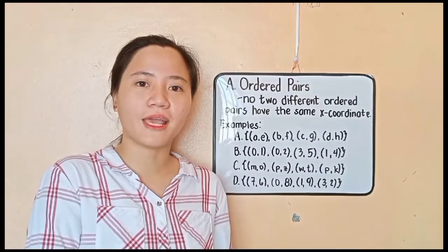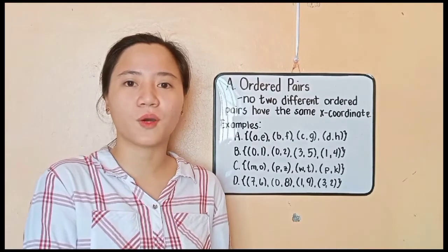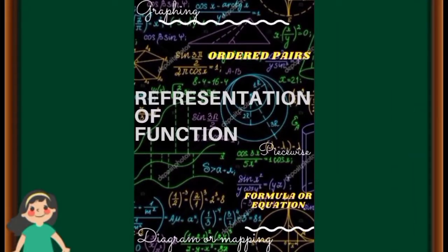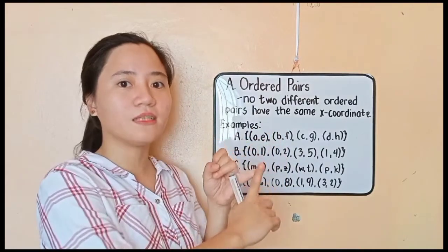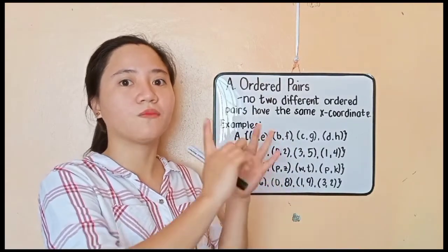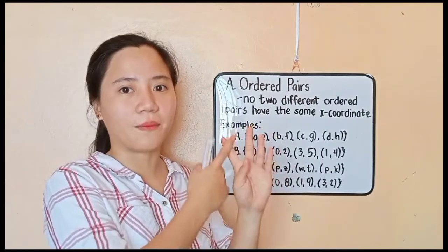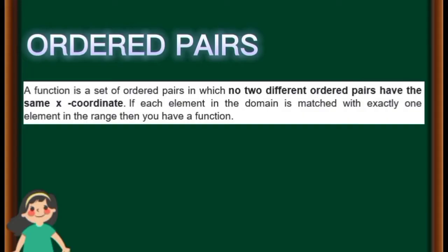Good day to everyone. I am Danica A. Hernandez and now we're going to tackle the representation of functions. It is divided into 4 parts, which are ordered pairs, diagram or mapping, formula or equation, and graphing. Okay, the first one is ordered pairs.